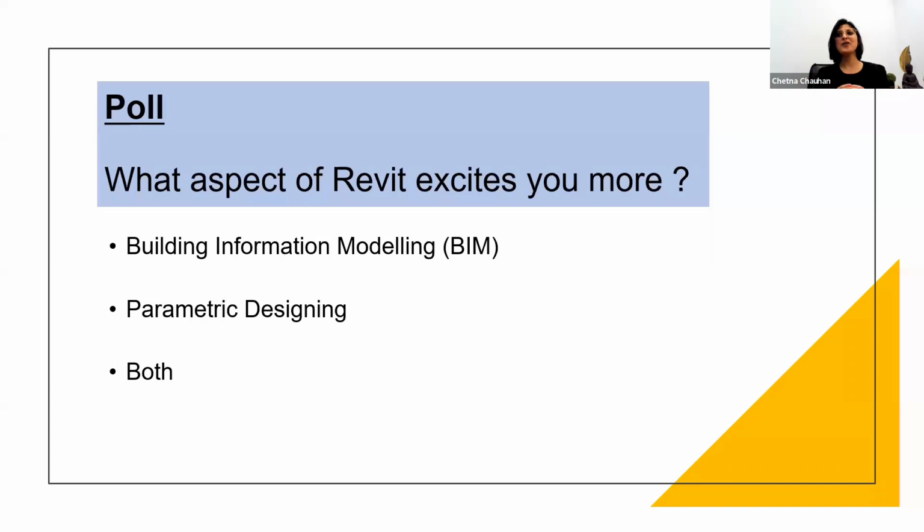So if I know how to use numbers to do the designing, parametric designing is very interesting. Exposure towards Dynamo and Grasshopper, and then you would love it. Yeah. So about 76% of people say that both parametric designing and BIM excite them. Almost 5 people are like you, Komal.